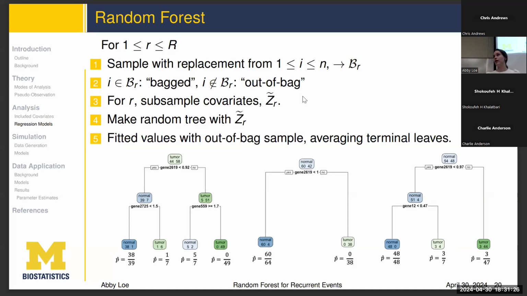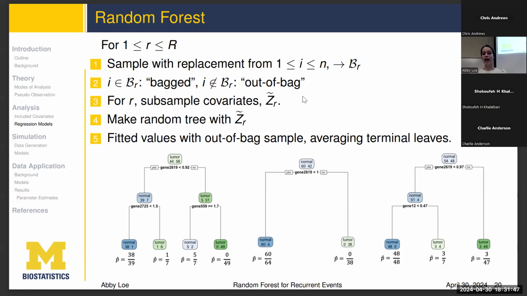Fitted values for a random forest. If we're trying to do some type of regression, we want to get these estimates. So we're going to have fitted values for our random forest regression using the out of bag sample. We're going to average in the terminal leaves. If you weren't put into B_r, then we're going to pretend that you're a new observation. You're just going to follow the tree.